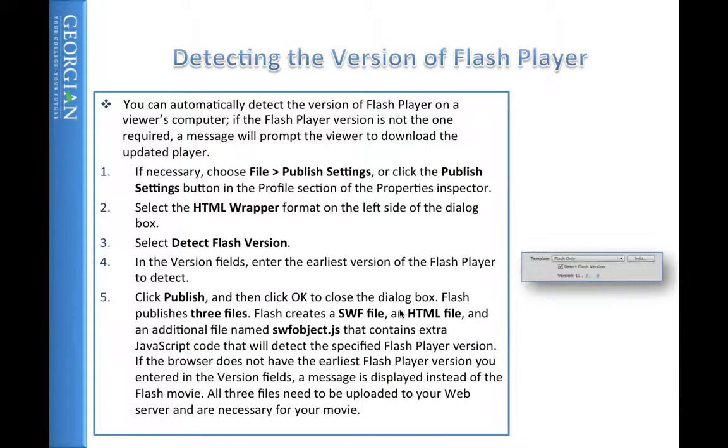You can also detect if you want to. You can detect the version of Flash that you want to. You can click on Detect Flash Version. So if you want a minimum version of 11.2 or 11.4, you can detect it and then ask the user to install the latest version of Flash.